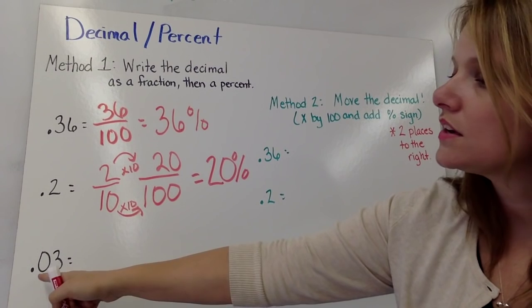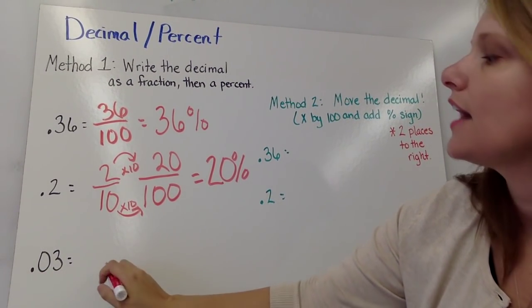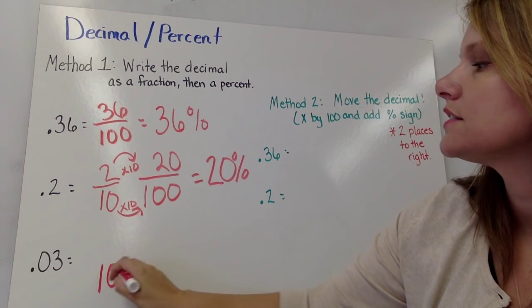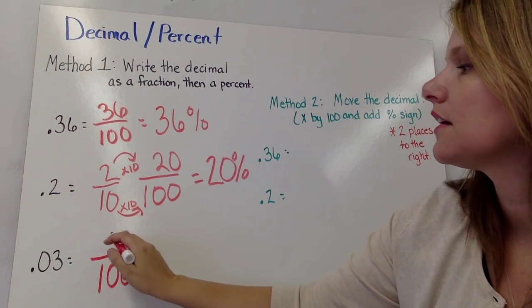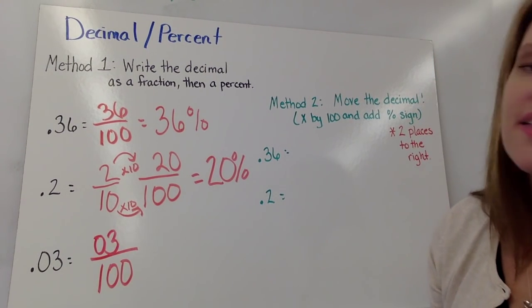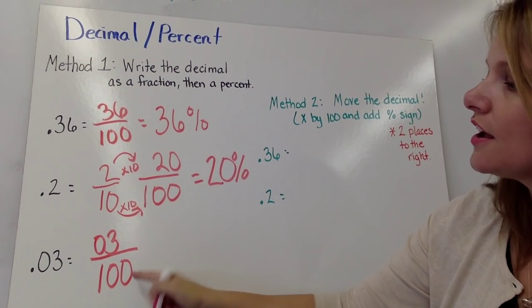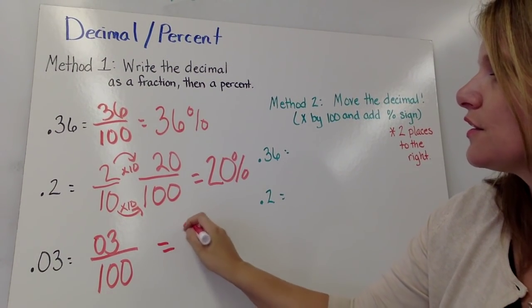And then the final one is 0.03. So we have two places. So we can do that over 100 because it's in the hundredths place. Okay. And you can put your 3 there if it makes you feel better. It's not necessary. You can just put a 3. So 3 hundredths is the same thing as 3%.